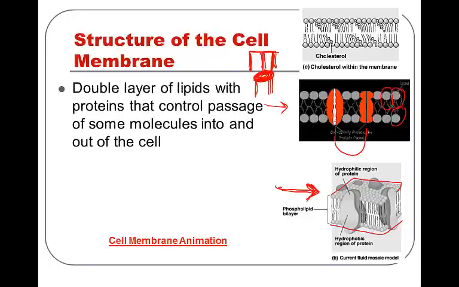Okay, so definition, description that we can actually write down for the structure. It's a double layer of lipids with proteins that controls the passage of some molecules into and out of the cell.